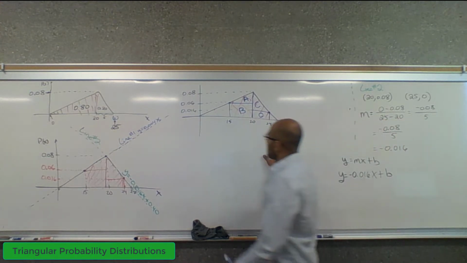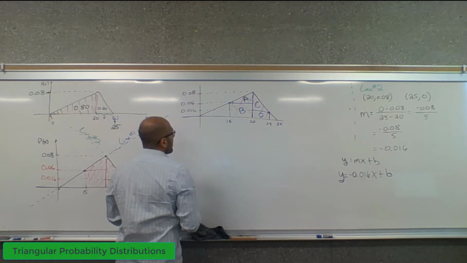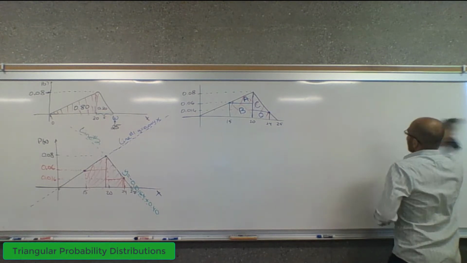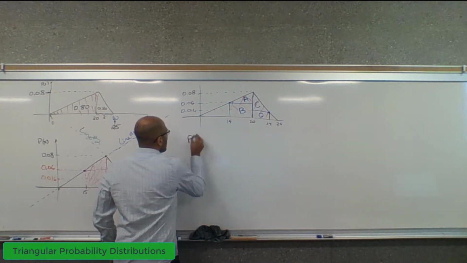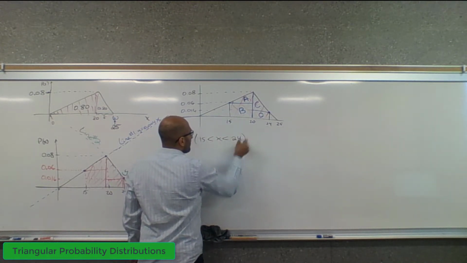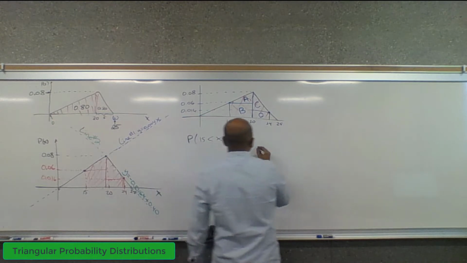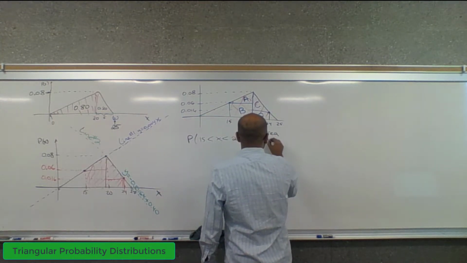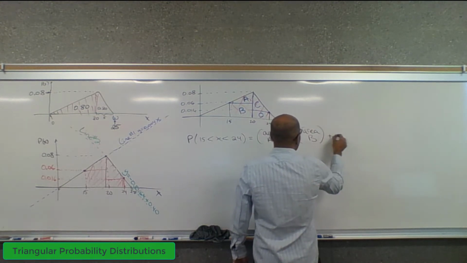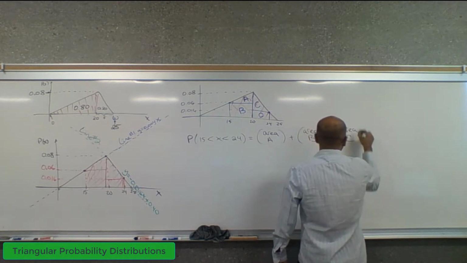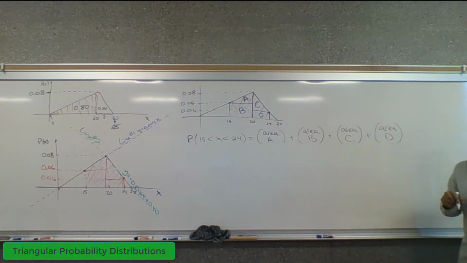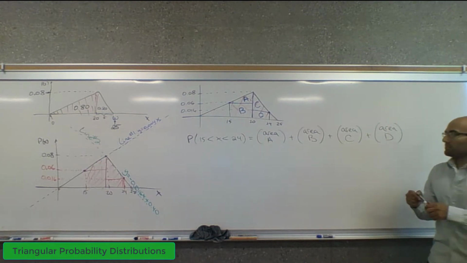Okay, so now let's make the statements that we want. The probability that x is greater than 15 but less than 24 is going to be equal to area A plus area B plus area C plus area D. Find all those 4, add them together, done.